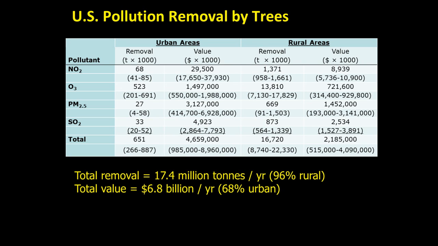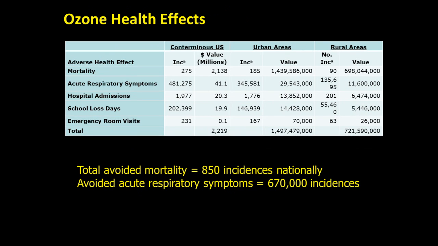Some of the impacts are shown here. Reductions in mortality nationwide: we estimate about 850 lives nationally being saved, and a reduction of 670,000 incidences of acute respiratory symptoms. And there are many others you can see: hospital admissions, lost school days, lost work days, emergency room visits. So tying this impact of trees on air quality to human health is quite significant and will have an impact on human health within cities.